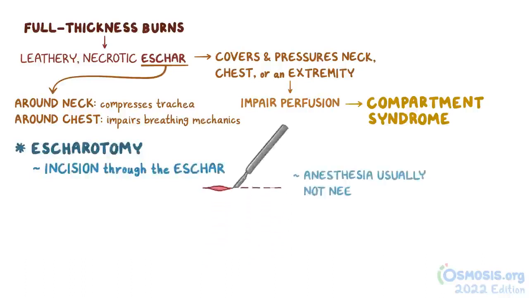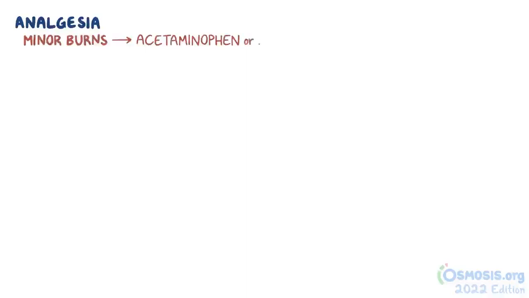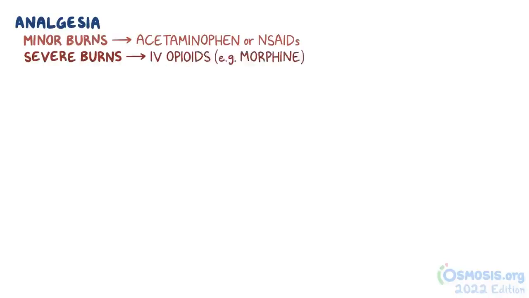Anesthesia is not usually needed because eschars are usually painless, since all the nerve endings in the dermis have been destroyed. A crucial aspect of burn management is analgesia. In minor burns, acetaminophen or non-steroidal anti-inflammatory drugs can be given. However, in more severe burns, IV opioids like morphine can help, especially if they're given early on.